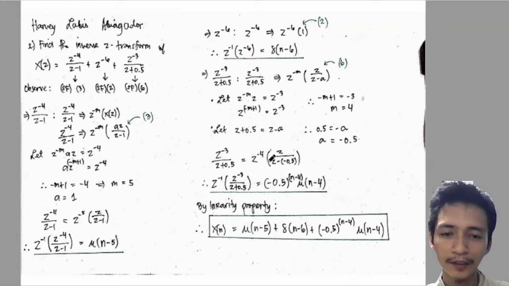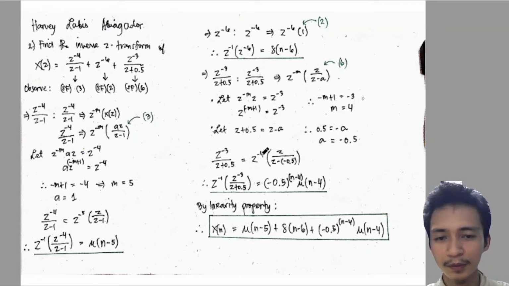So now we can rewrite the given into this form, which is usable with the table. So we get z raised to the power of negative 4 times z over z minus negative 0.5. If we take the inverse of this one, we get negative 0.5 raised to the power of n minus 4 u of n minus 4. We have n minus 4 here because of the shifting.